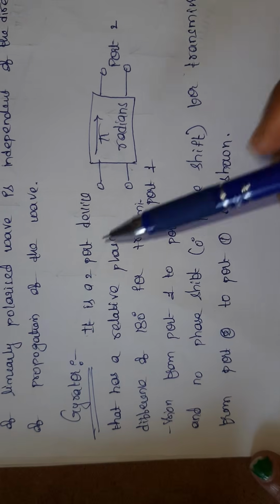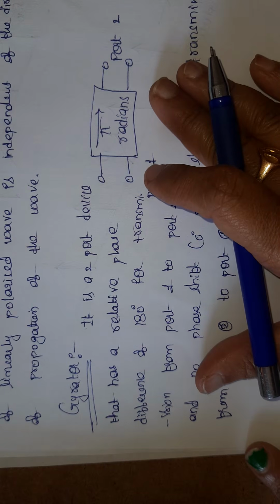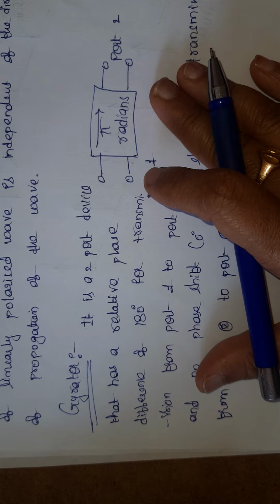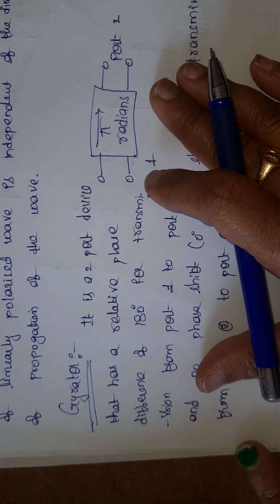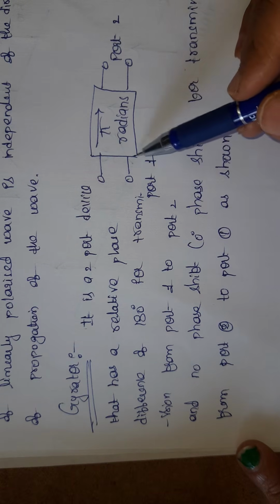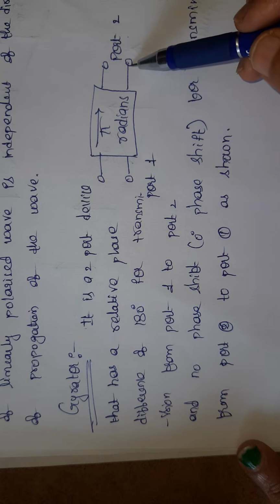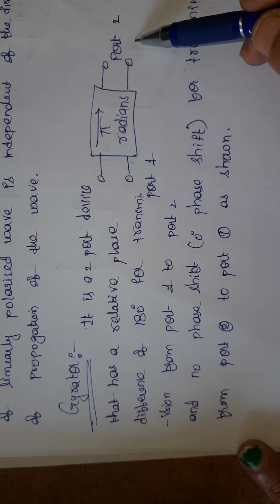The concept of Faraday rotation is used by microwave devices like the gyrator, isolator and circulator. These are the three devices which work under the principle of Faraday rotation. So this is the gyrator. A gyrator is a two-port device, port 1, port 2, that has a relative phase difference of 180 degrees for transmission from port 1 to port 2.